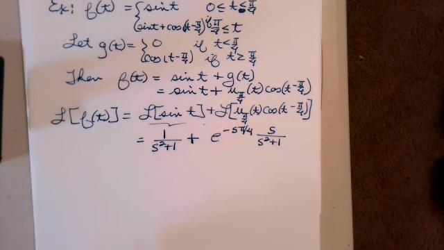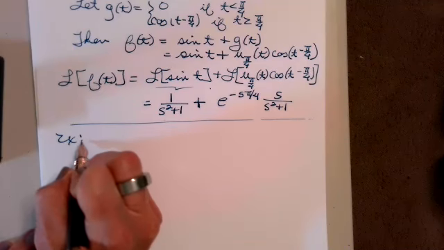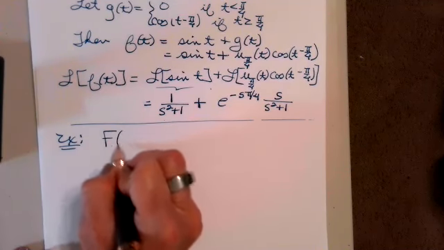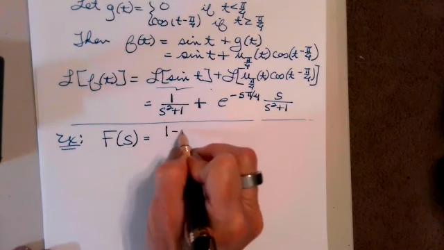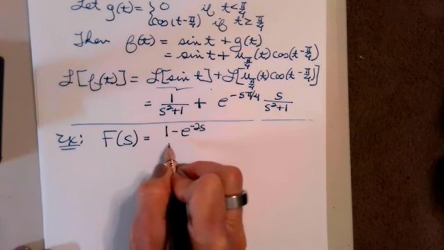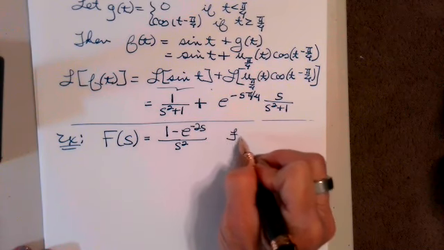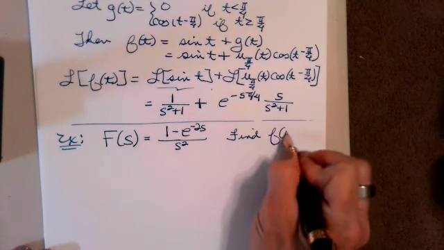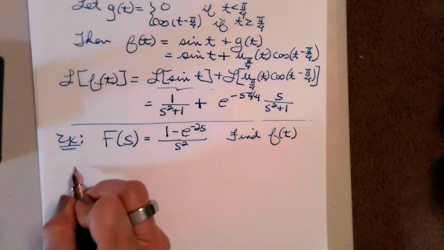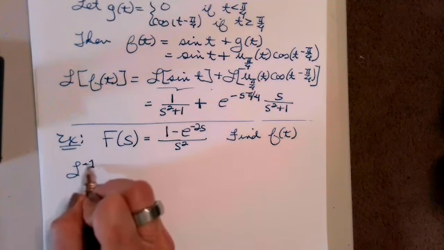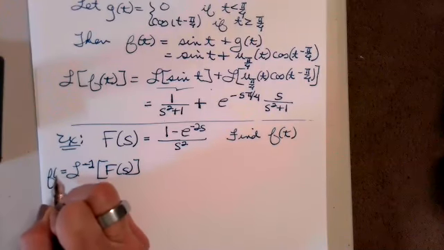All right. Let's try another example. Suppose I'm given that the Laplace transform of my function is 1 minus e to the minus 2s over s squared. And I ask you to find little f of t. So the inverse Laplace transform of that guy. Okay. So I want the inverse Laplace transform of capital F of s. That is little f of t.